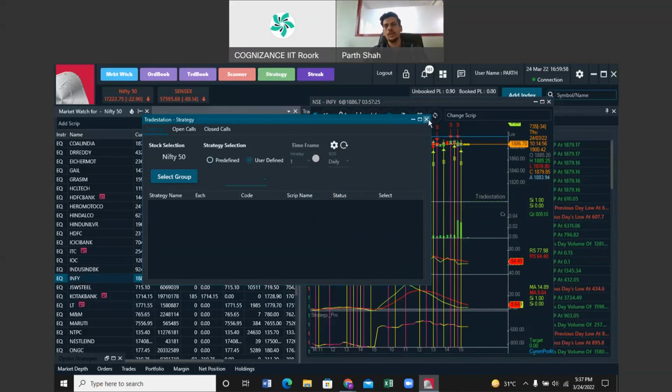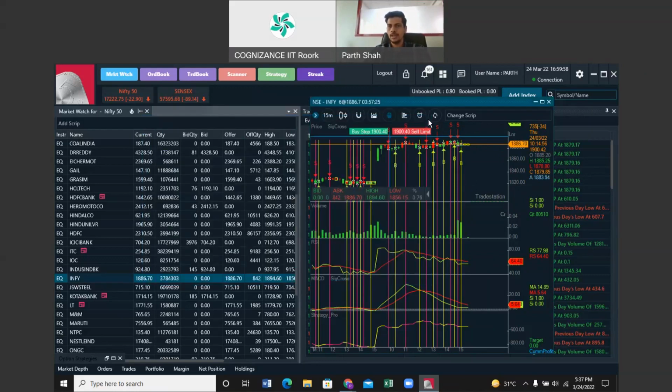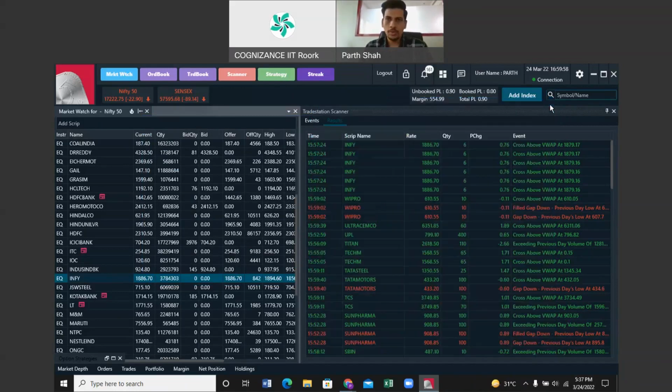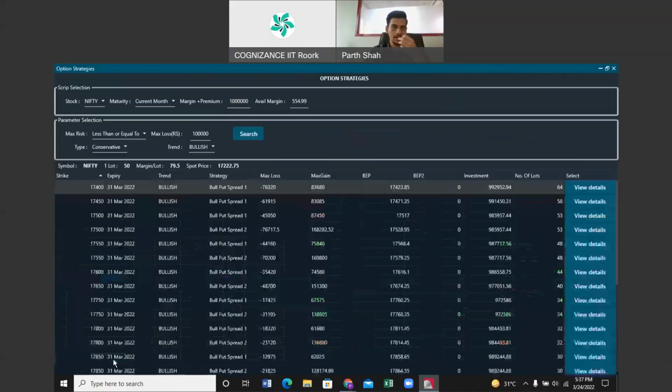So this is a particular tool where you can test, build your strategy over the charts, see how your strategy is performing, see the signals over it, and you can make the trades using the same. So I'll quickly go to another tool which is most helpful for beginners. So this is called option strategies.